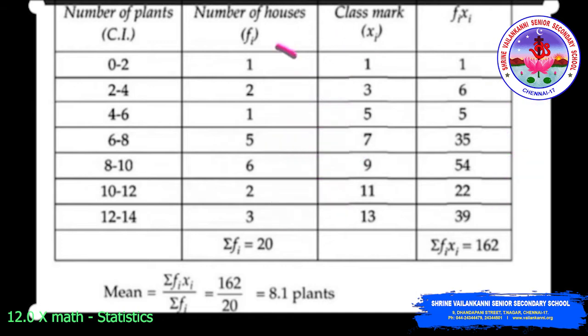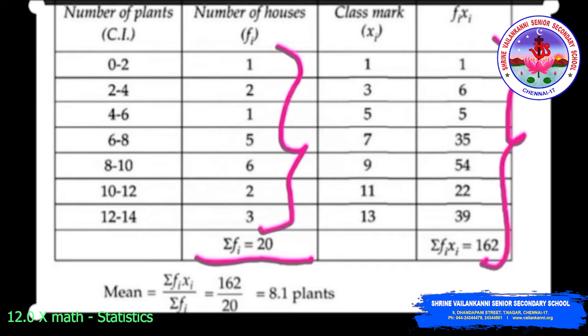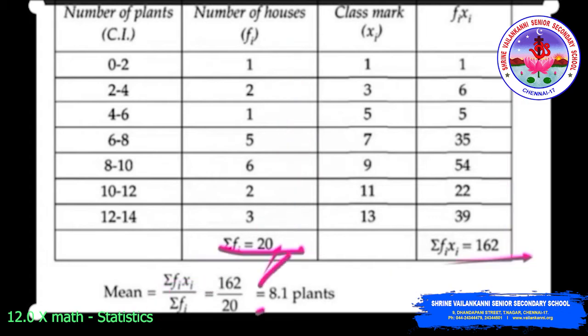Now I am going to sum up my frequency, that is adding my frequency. I will be getting summation of fi is equal to 20. And again I am going to add my fi xi, that is summation of fi xi, I got as 162. Now finding my mean, I have the direct formula: summation of fi xi divided by summation of fi. I got 162 divided by 20, getting 8.1 plants.